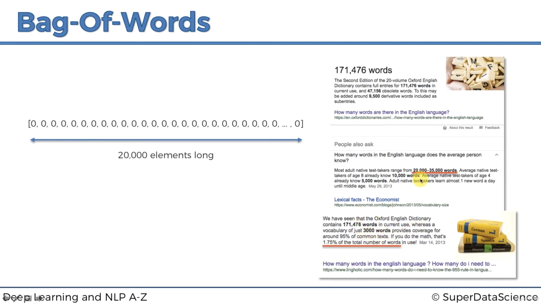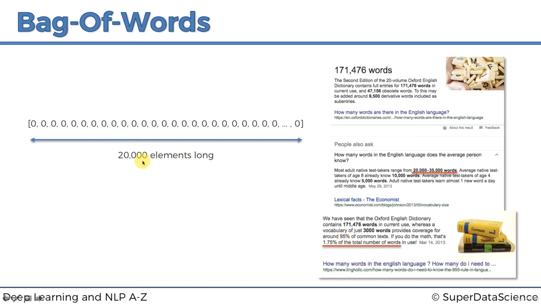about 3,000 words. Out of those 171,476 words, we only use 3,000 words, not just in conversational language, but you can see here, a vocabulary of just 3,000 words provides coverage for around 95% of common texts. 95% of common text, I'm assuming that's including books and stuff like that. So if you do the math, we only use 1.75% of the total number of words in the English language. So as you can see, our 20,000 is more than even the 3,000 that covers 95% of the situation. So we're pretty good.